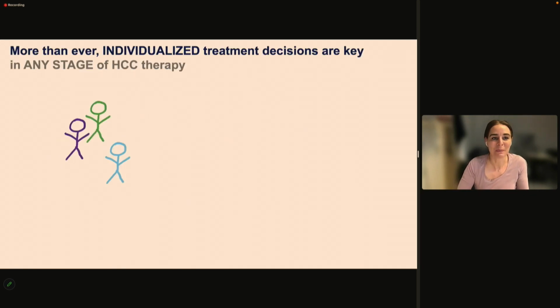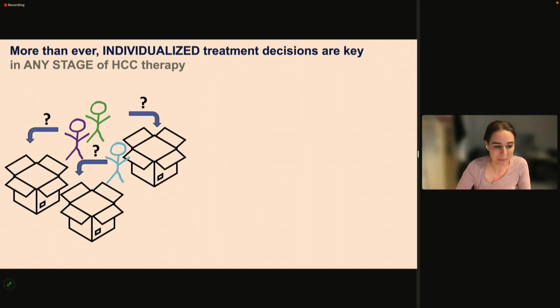And since I'm the first speaker of today's symposium, I included a brief intro slide, and the slide sums up what I hope will be one of the take-homes from today's events from you. So I would like to stress that I believe that these days, more than ever, we really need to be able to make individual treatment decisions, and that these are actually key in any stage of HCC therapy.